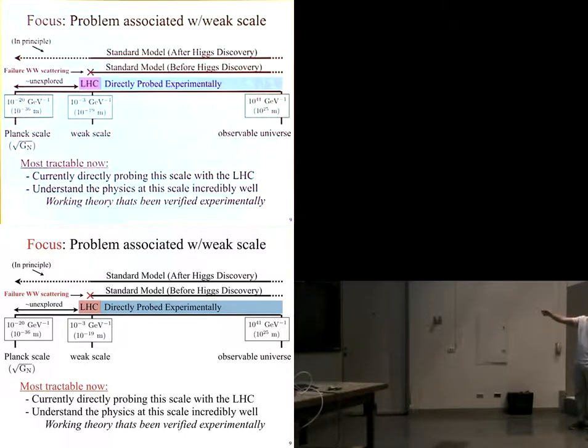So this is another slide that we looked at last week showing where these scales are. The Planck scale is down here at 10 to the minus 36 meters.